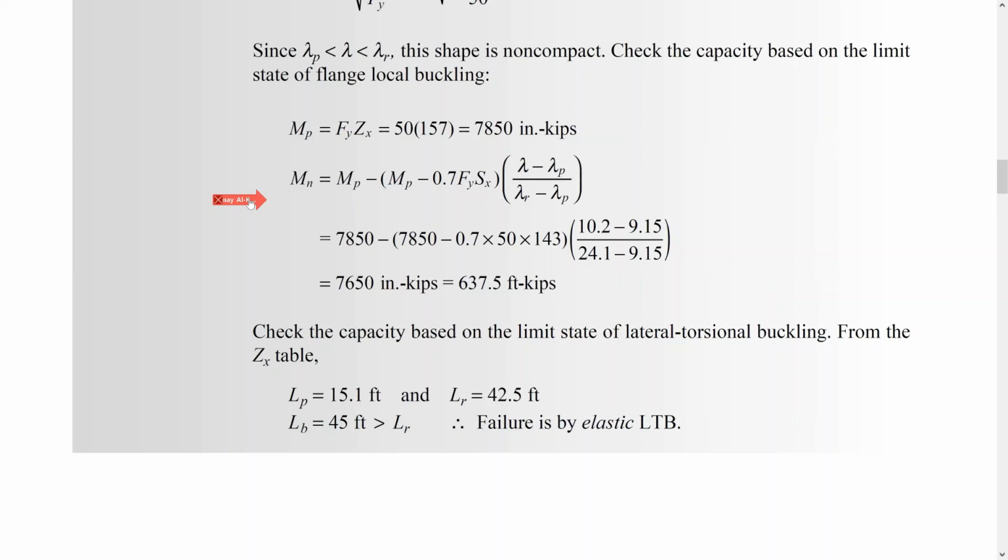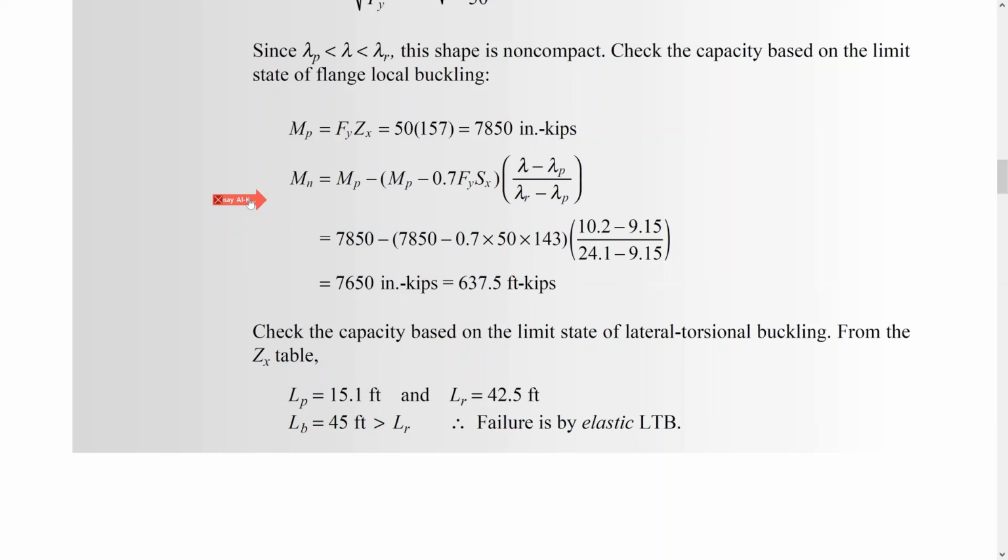It's Fy times Zx. Fy is 50, Zx is 157. And how to get that? I showed you last time. It's going to be from either Table 1.1, which is the best way, or you can get it from the Zx tables, Table 3.2. So this one is going to be 7,850 kip inch. If we need to convert that to kip foot, we can divide by 12.